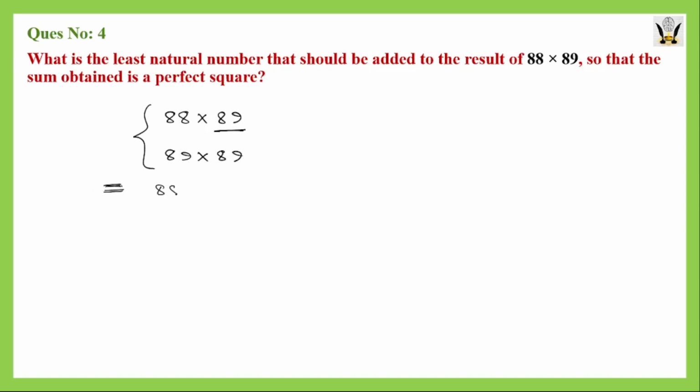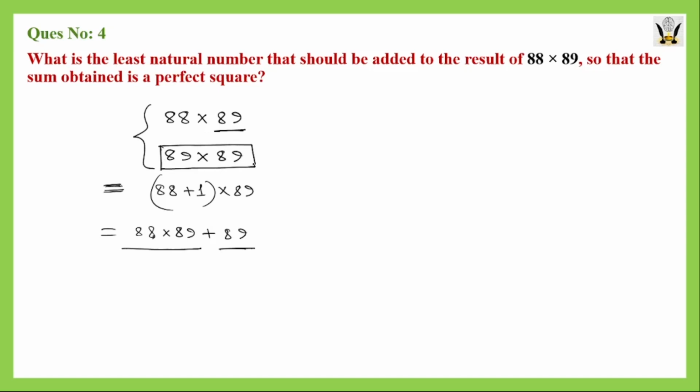So 89 can be written as 88 plus 1 and then multiplied by 89. So it can be further written as 88 multiplied by 89 and then 1 multiplied by 89. So this is the value which was given in the question, and with that if we add this 89, then that will be basically a square value, square of 89. That means our answer will be 89. So we need to add this value.